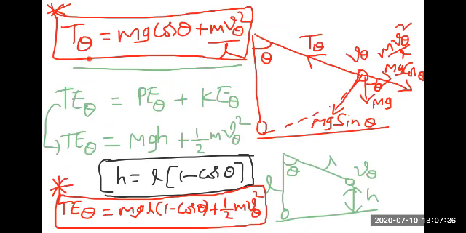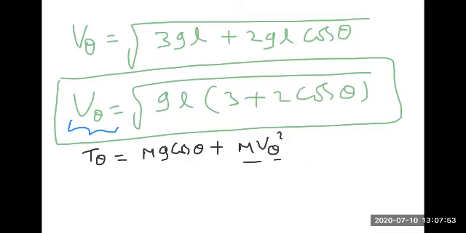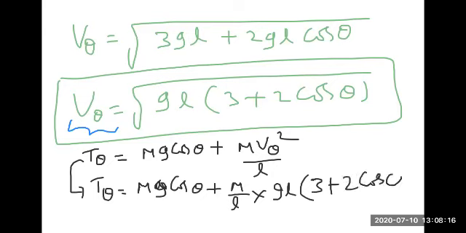Let us check it out. Tension at any point is our target. Now observe carefully, step by step. Tension at any point, just now we have written it as mg cos theta plus mv theta square by L. And as v theta value we can observe above itself. T theta is equal to mg cos theta plus m by L v theta square. V theta square means I can write gl into 3 plus 2 cos theta.